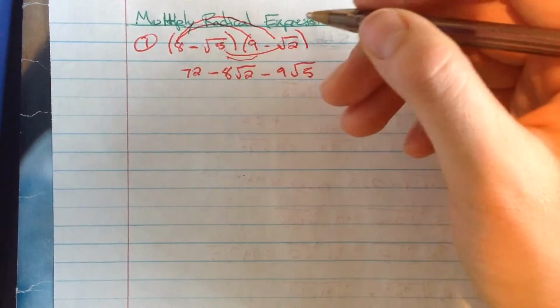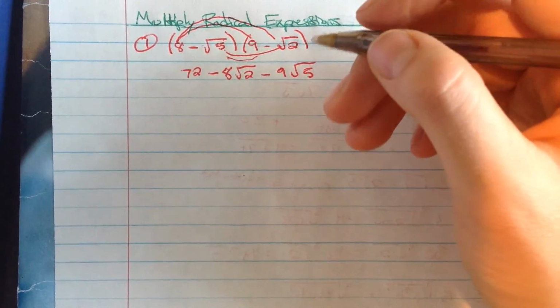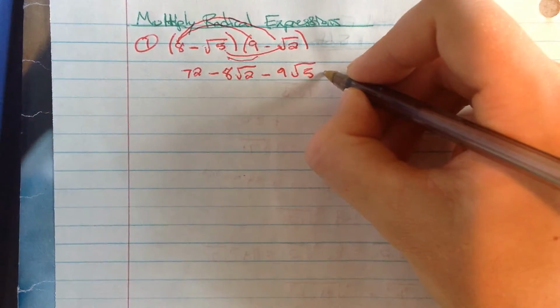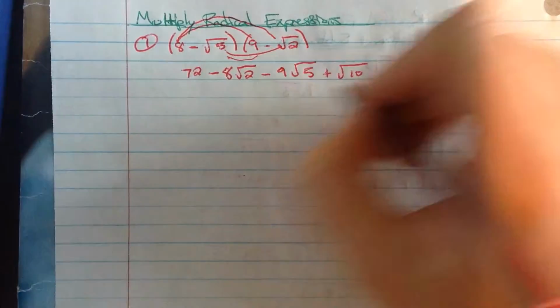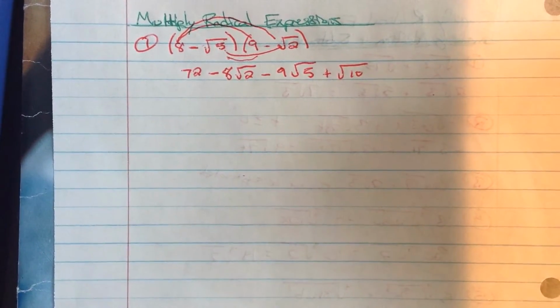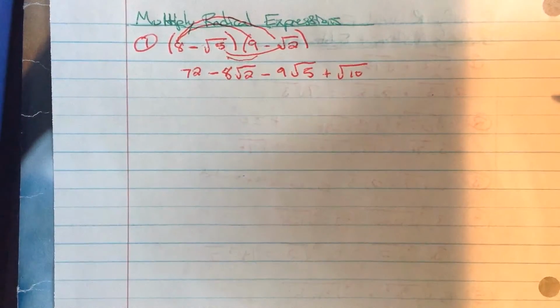Last, remember, because they have the same power and the root is the same, we can times the two numbers inside and get plus square root of 10. Can this simplify at all? No, nothing combines together, so that would be my final answer.